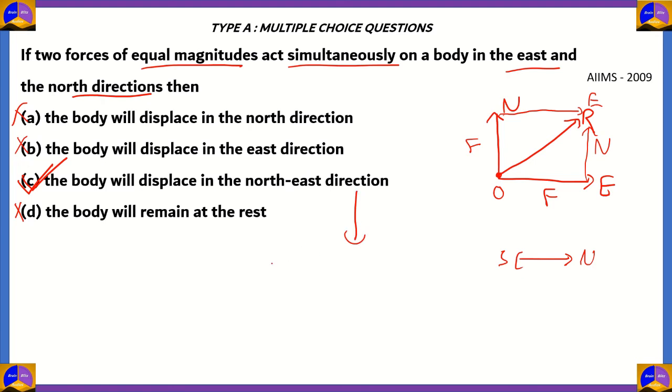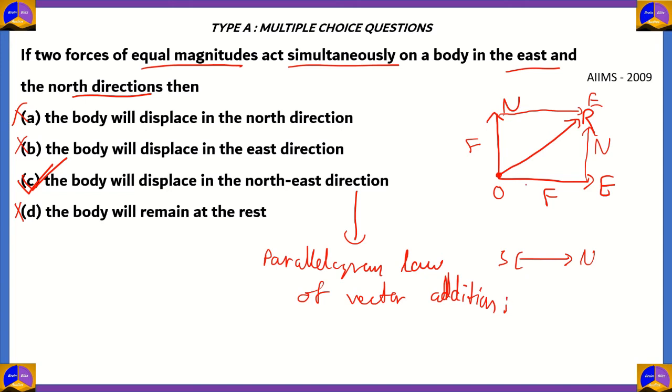And this we found out using the fact that according to the parallelogram law of vector addition, the resultant vector will be in between the two vectors which are co-initial.